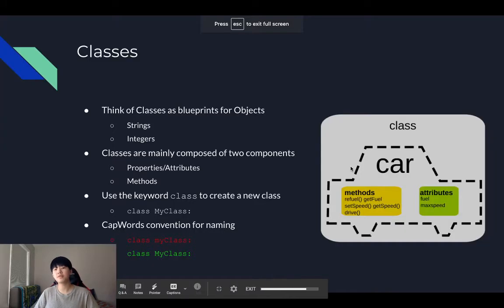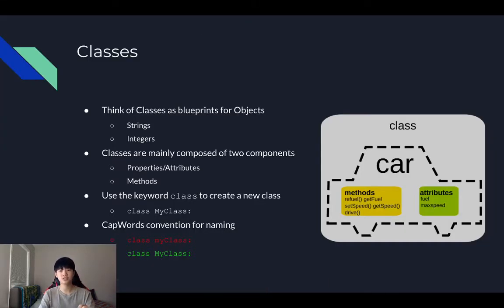Classes, think of them as blueprints. They're not the actual objects themselves, but they're the blueprints. So Pikachu is not a class. Pikachu is actually an object, right? Pokemon itself is a class, right? Because Pokemon have a name, type, and level, but Pikachu is a specific instance of a name, type, and level. Some examples are the strings and integers we talked about. And classes are mainly composed of two components, methods and attributes. We'll talk more about them later.